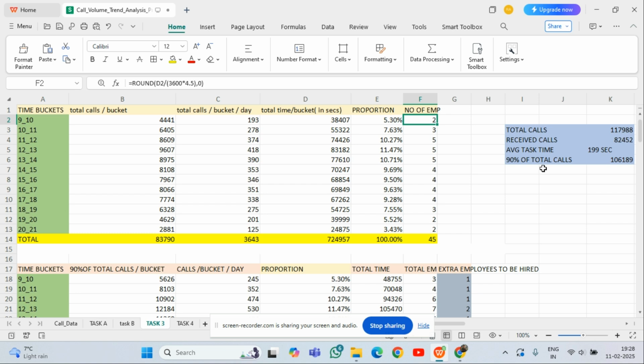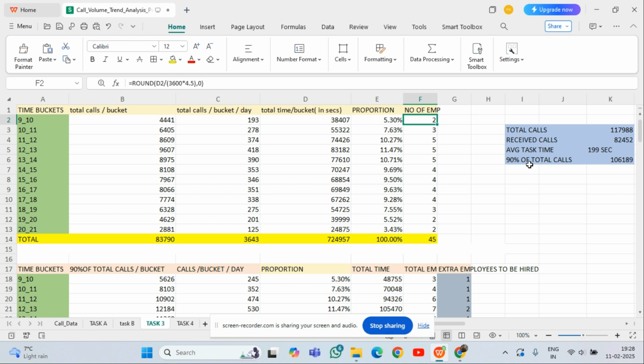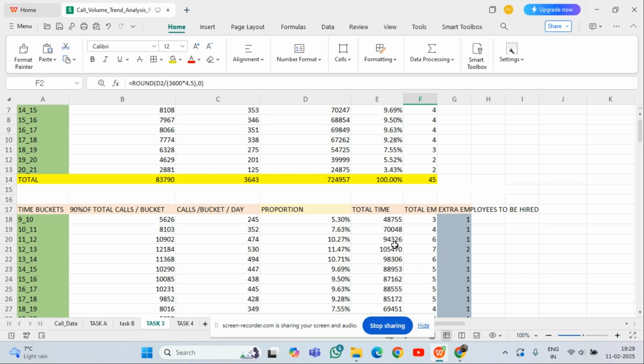So this is the second case of this project, in which it is saying, what if we cut the abandoned calls by 10%? That means we will have to answer 90% of the total calls, so the abandoned will be 10%. So this is what we will get. The total number of calls is 106189, and these are the total 90% of calls.